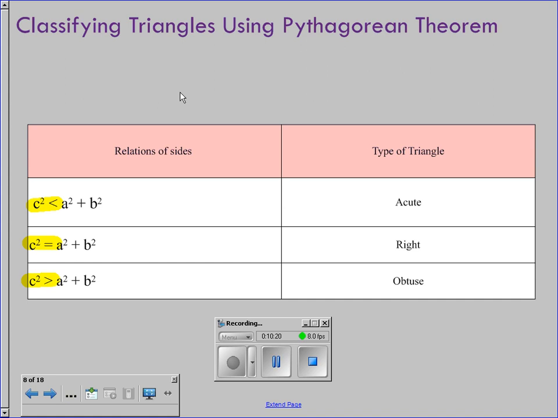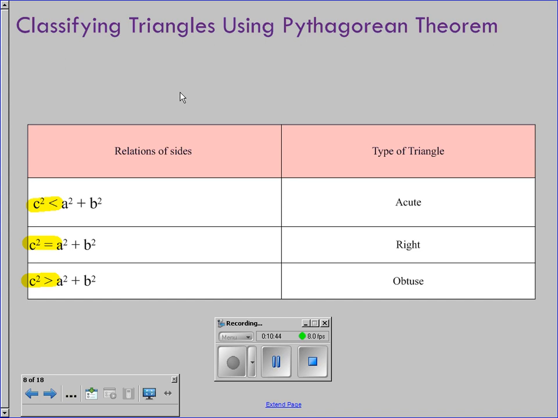In order for it to be acute, c squared must be less than. It makes sense. C squared is less than for acute. Acute angles are less than 90. So if you think about c squared being less than, it's an easy way to remember it. C squared is equal to, you already know that's a right triangle. And then c squared is greater than. Obtuse means greater than 90. So you can kind of remember it that way.